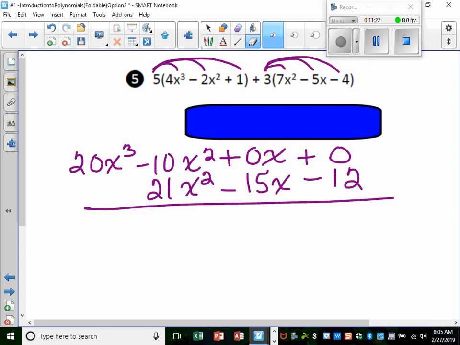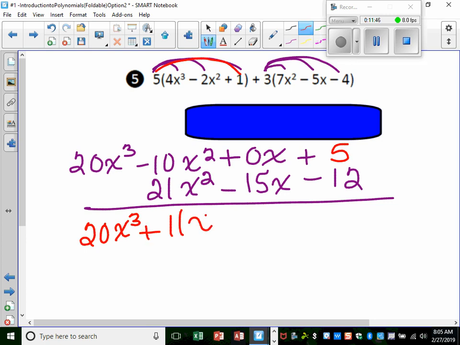All right, so let's correct that. This actually should be a 5 from the very first one. Okay, right here. So now we can go ahead and just add everything together. I'm just going to bring down this 20x to the third. And what's negative 10 plus 21? That's a positive what? 11. And then this is minus the 15x, and this is minus 5. Minus 7, my fault. Minus 7.